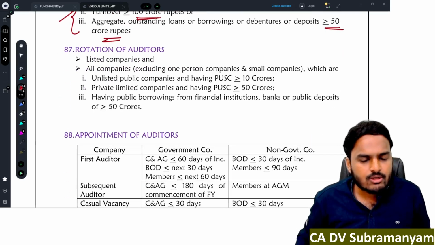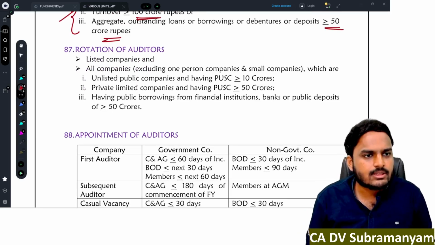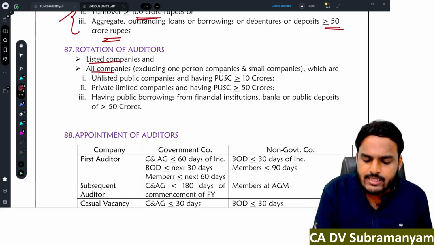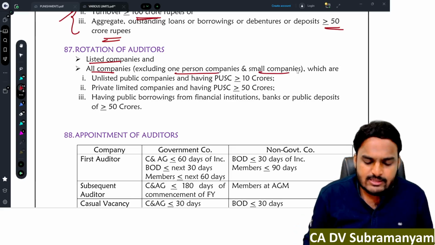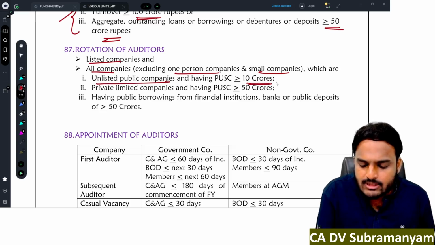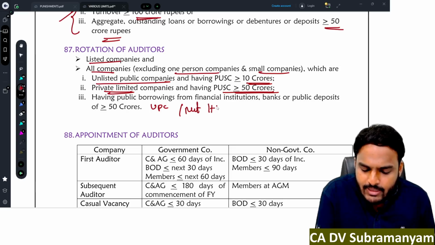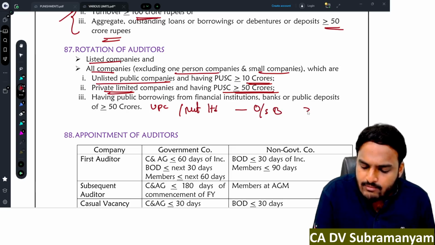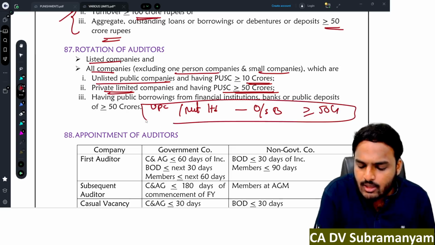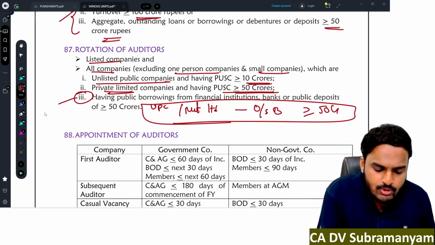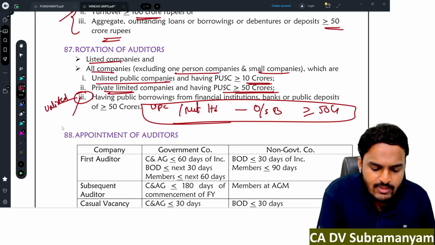Next one, rotation of auditors. Rotation of auditors is applicable to the listed companies and to all companies excluding OPCs and small companies. With respect to unlisted public companies, paid up share capital 10 crores, private limited companies, paid up share capital 50 crores, and unlisted public company or private limited company with outstanding borrowings of 50 crores or more, rotation of auditors is also compulsory. So this third point is applicable to both unlisted public company as well as private company. Getting it?